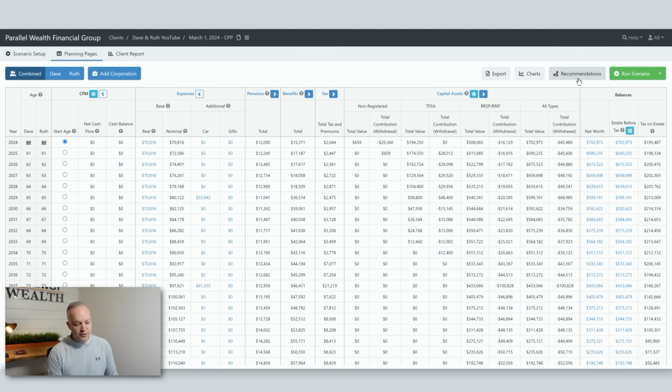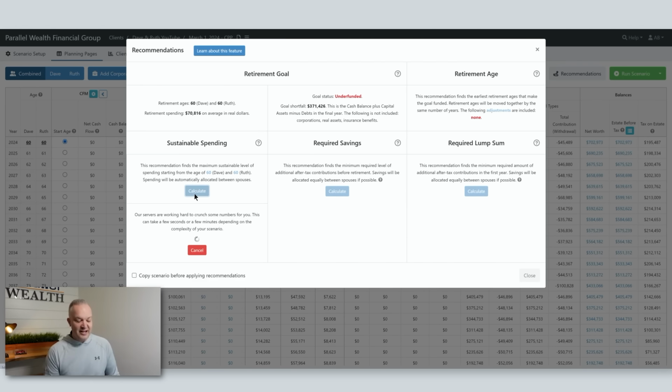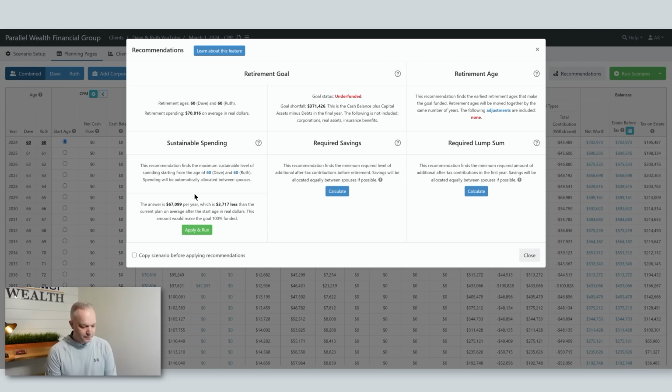Now what we want to do is run, okay, based on them taking CPP earlier, what is the sustainable spending? Meaning, how much could they spend on an annual basis if they opted for their CPP earlier and took a smaller amount of CPP? As you can see here, if they take CPP earlier, their income every single year, after tax adjusted for inflation, is $3,717 less. So a massive difference and a massive penalty for taking their Canadian pension plan early.